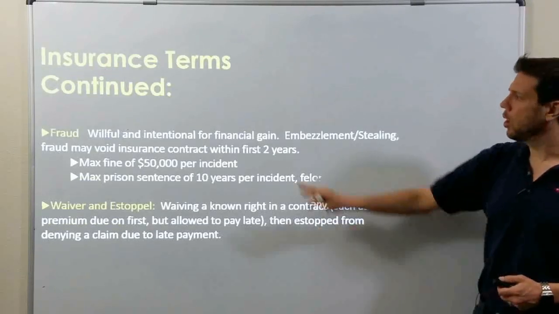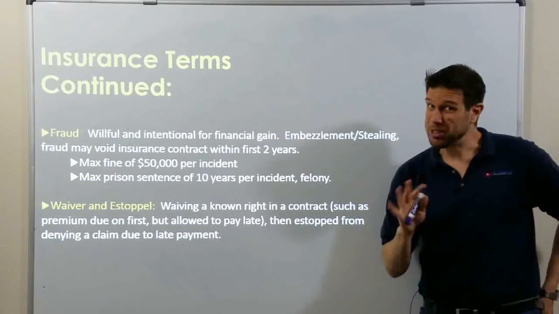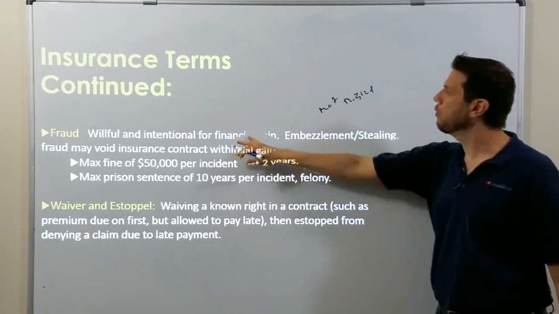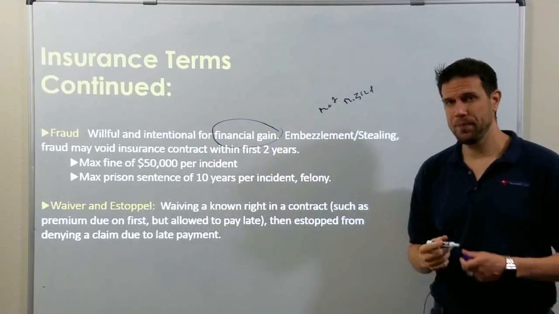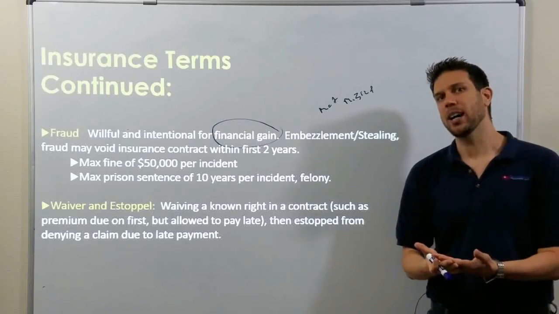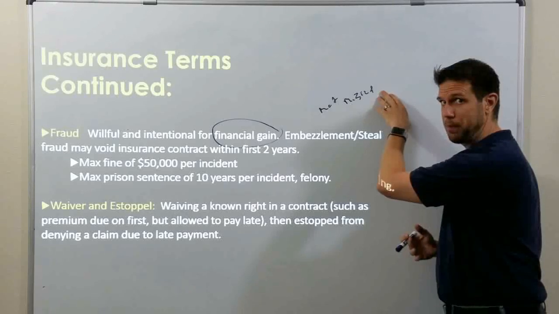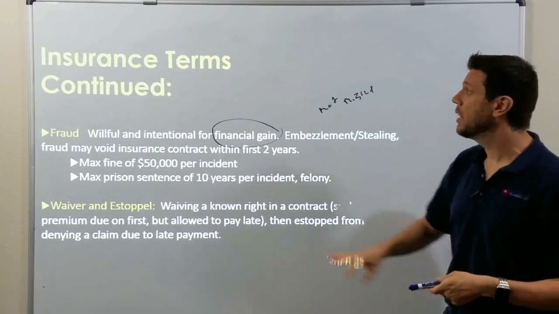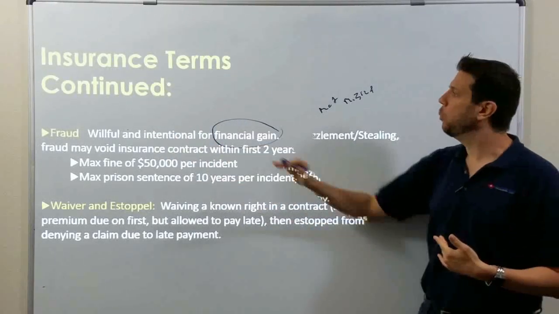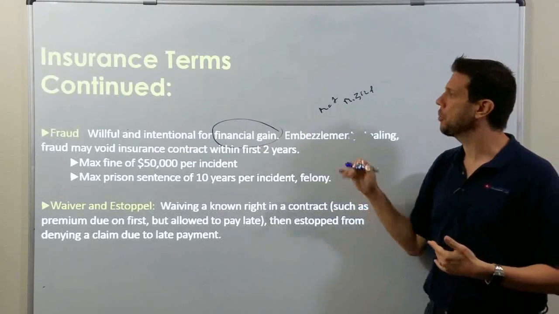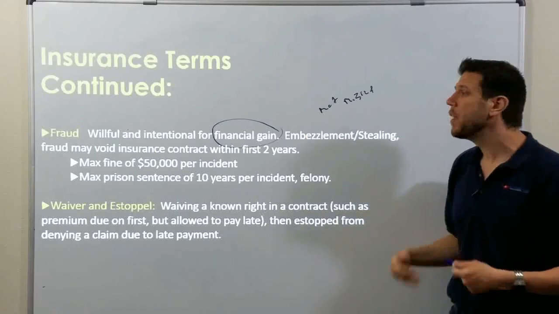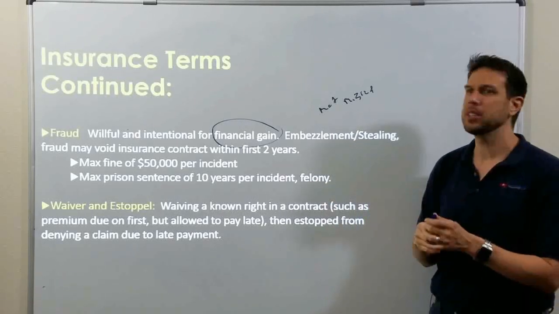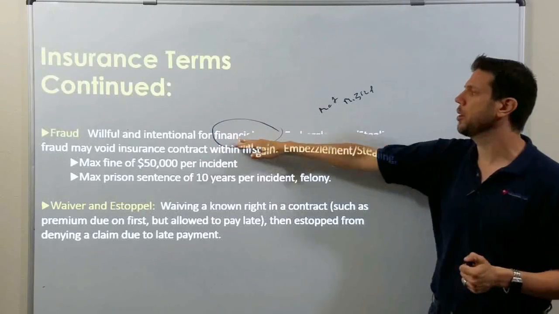The next word that we have is fraud. Fraud is also similar to material misrepresentations. But with fraud, you have to be going for financial gain. So like if you lie about your square footage on your house, that's a material misrepresentation. But if you lie about having a claim and then you get paid for that claim, that's fraud. Fraud is the willful and intentional act for financial gain. That's like embezzlement, which is stealing, or filing false claims, or lying about your claims, or padding claims. Pretty much any time you're lying to get money, that is going to be fraud.